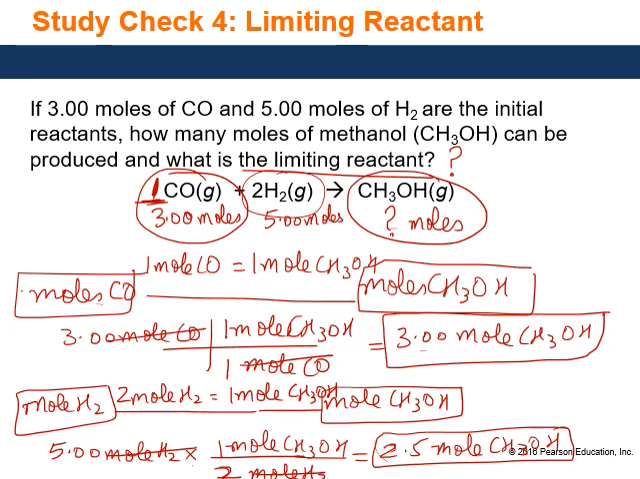So the answer to how many moles of methanol can be produced is 2.5 moles. So how much product can you make? This is your final answer, 2.5 moles of methanol can be made. Whoever gives you lesser quantity. And what is your limiting reactant? Hydrogen is my limiting reactant. This is the reactant. This is the product that is made. So who is controlling how much product can be made is hydrogen. Why? Because it finishes faster.